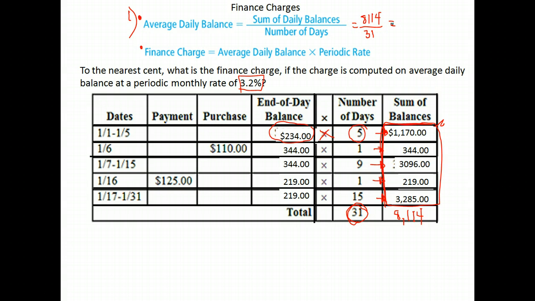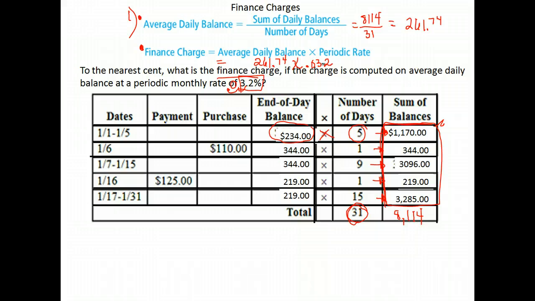So we go ahead and divide 8,114 divided by 31 days, gives us an average daily balance of $261.74. Now we need to go to the next step. We're asked to find the finance charge. The finance charge, you take the average daily balance, that's why we did all that work. Our average daily balance that we just found of $261.74, and we multiply it by the rate. It's 3.2%, which we need to change percent to decimal before we do our calculation. So we're multiplying by 0.032.